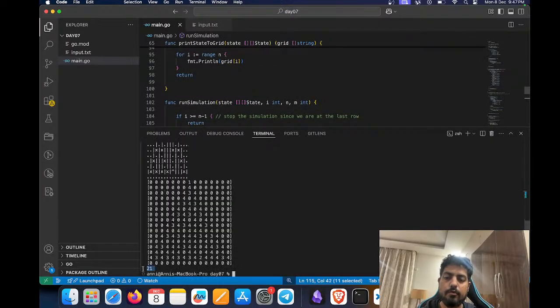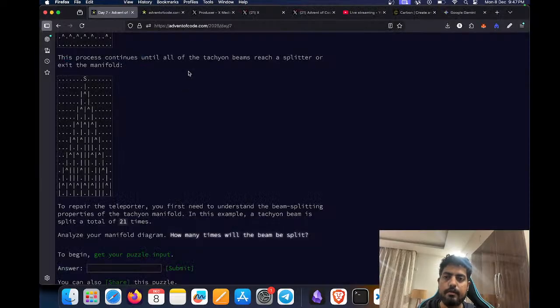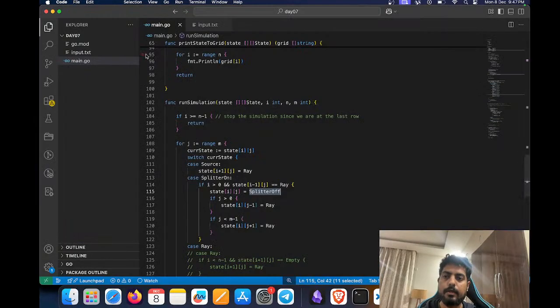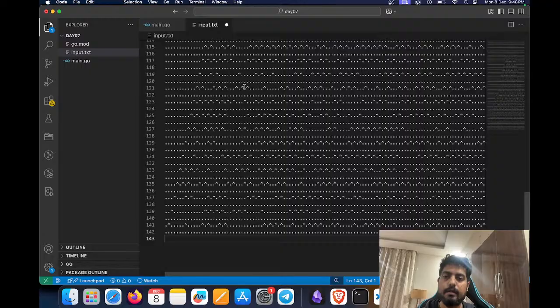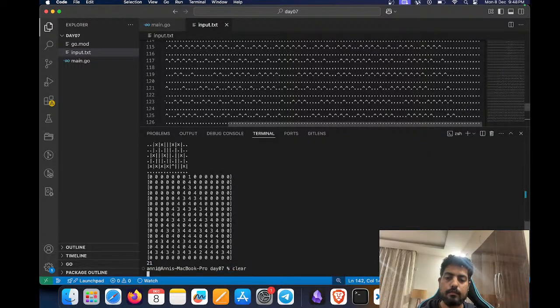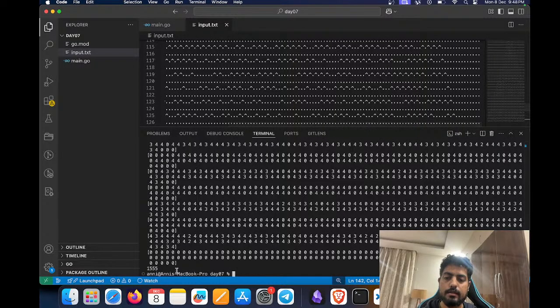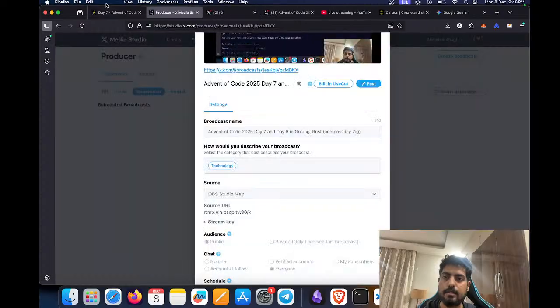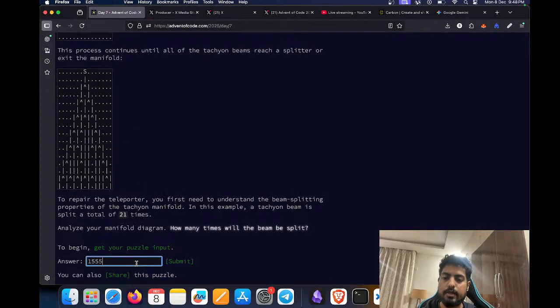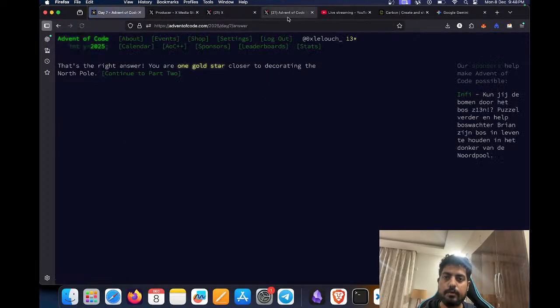So to run this now, we are getting the output as 21. I'll quickly just paste this input here and also run this. Now we have 1,555 as our answer. So 1,555.